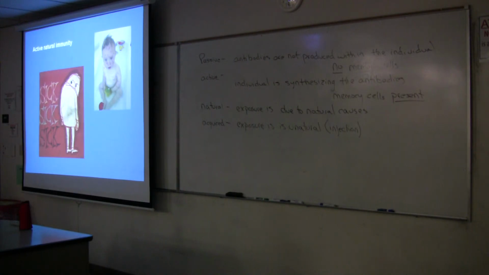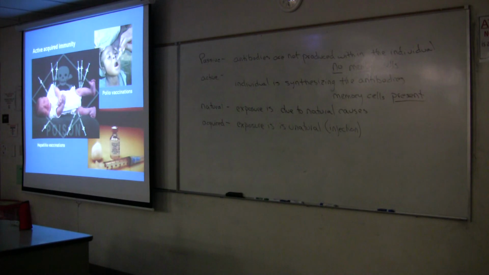Active because the person actually is exposed to the antigen, to their B cells and T cells, activate the B cells, memory cells are formed, so the next time they're exposed, they produce the antibodies very rapidly and don't get sick. Okay? Natural, because they weren't given a vaccination. So that's our active acquired immunity.